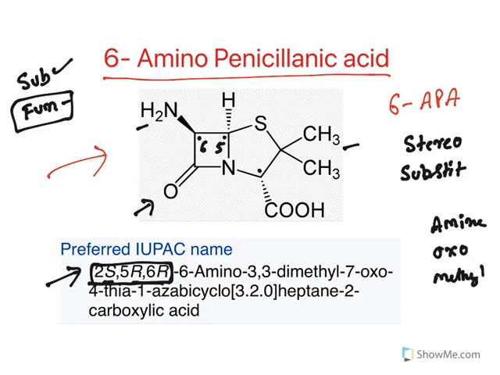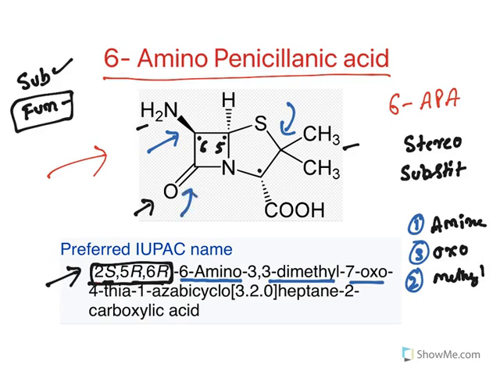These substitutions should be named according to alphabetical order. Alphabetical order, A comes first, M comes second, and then oxo comes third. So first you talk about amino substitution, it is present at position 6. And then you talk about methyl substitution which is present at position 3. And then you talk about keto or oxo substitution which is present at 7.